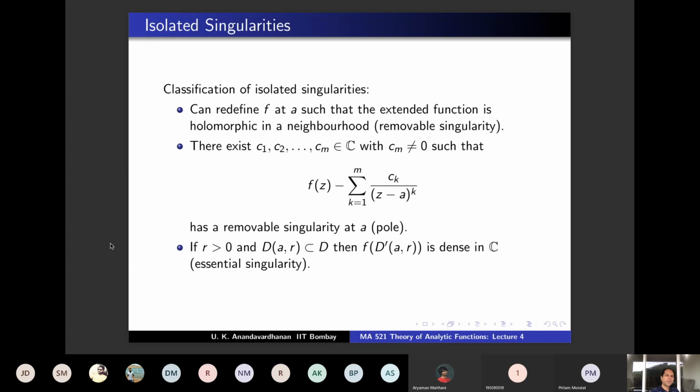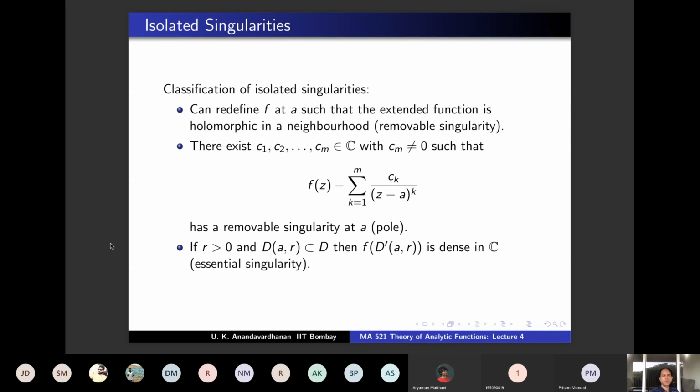So this is the classification. There's a theorem underlying here, which is that these are the only possibilities. Whenever we say that these are all, you have to give a proof, so we are going to prove that. Let's prove that if you have an isolated singularity, it has to be one of these three types.